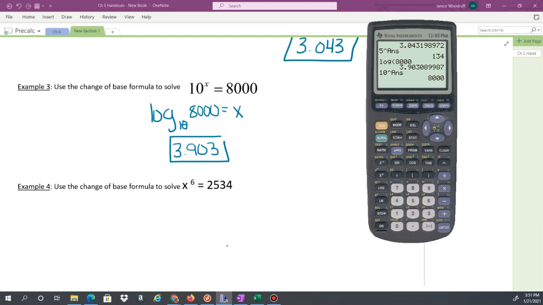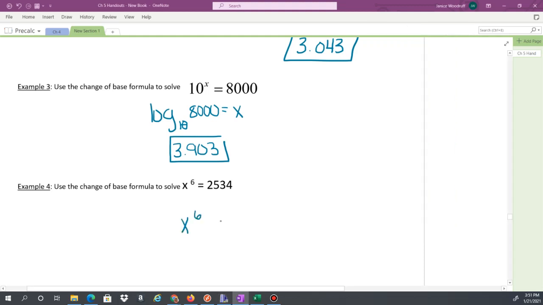So number 4, there's a complicated way to do it. I'm just going to go ahead and make this the easy way for it. What to the 6th power is 2534? Just take the 6th root. Okay, so do the opposite root here. So take the 6th root of 2534.